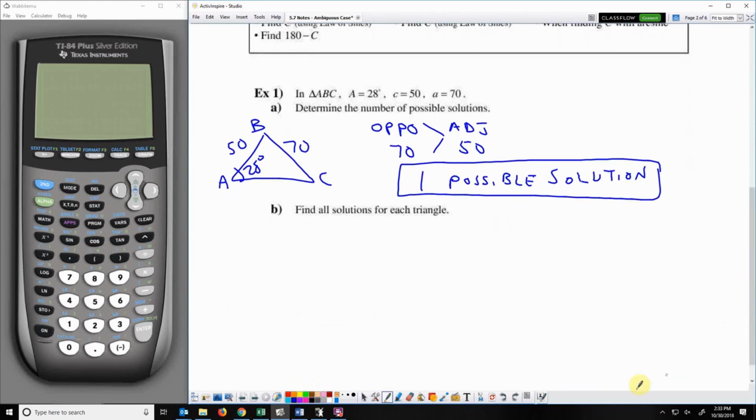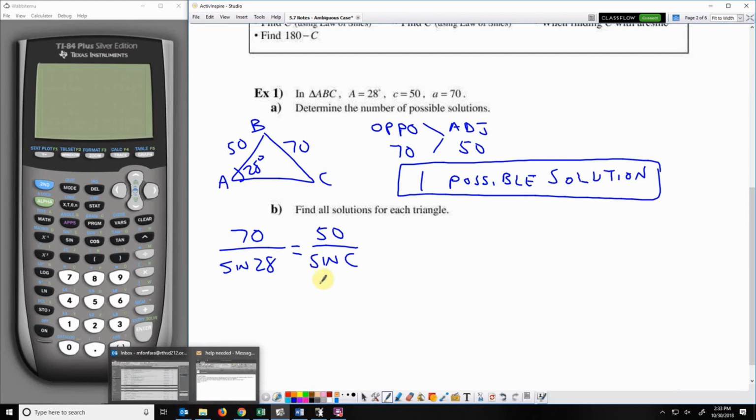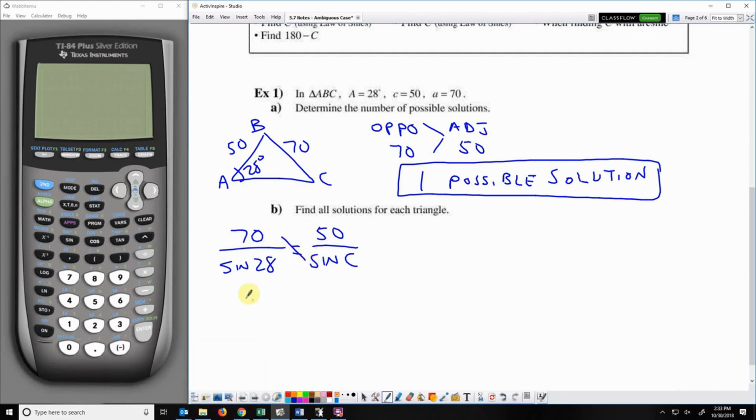So now, for this same triangle, I want to find the solutions, which means find the missing angle measures and that missing side. So I'm going to use law of sines. For law of sines, I have to have opposites. So I've got 70 over sine 28 equals, and the only other number I have is that 50, so I've got to use that, over, and angle C is what's opposite that, so sine C. To solve this proportion, I'm going to do cross products. So I've got 70 times sine C equals 50 times sine 28.